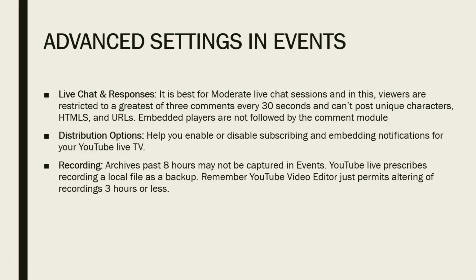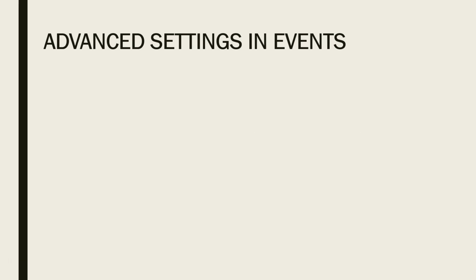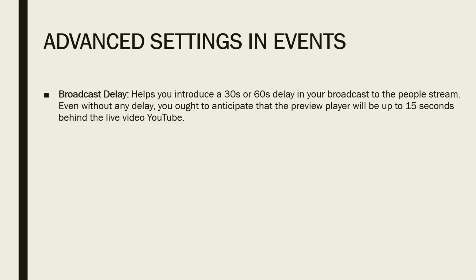We have recording, which is archives past 8 hours may not be captured in events. YouTube Live prescribes a recording local file as a backup, and it just permits the altering of recordings to 3 hours or less. If you have the DVR feature, it lets you pause or rewind the event and come back to live streaming if that's enabled, so that if people are coming on late, they can rewind and watch from the beginning.